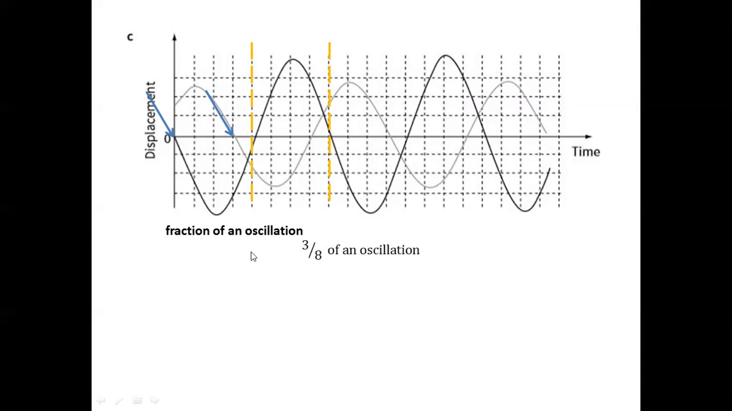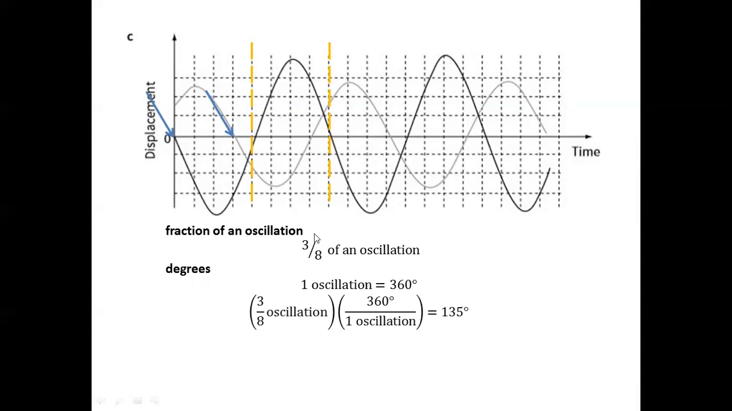So the phase difference in terms of the fraction of an oscillation will be 3/8 of an oscillation. Again, why? Because one oscillation is divided into 8 squares, and the corresponding point on the second graph was found at the third square. Converting this into degrees, we have around 135 degrees, and in radians, this will be 3 pi over 4 radians. So that's it. That's how we find the phase difference between two waves.